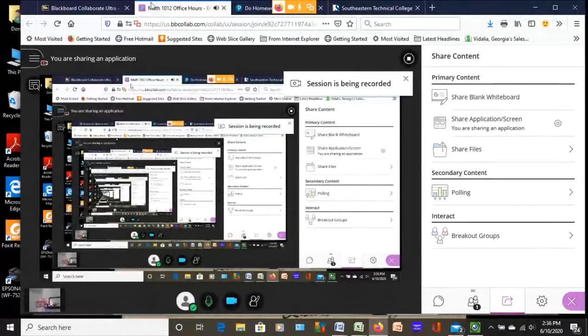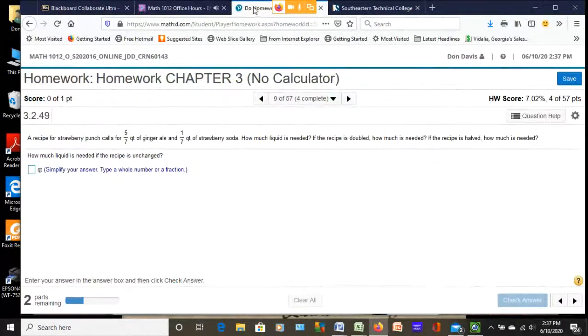All right, so here's another problem from chapter 3, section 2, and it's a little word problem. We're making strawberry punch, and the basic recipe says you're going to make it with some ginger ale and some strawberry soda. The punch requires 5/7 of a quart of ginger ale and 1/7 of a quart of soda. How much do you need altogether? And if the recipe's doubled, how much? And if the recipe's halved, how much?